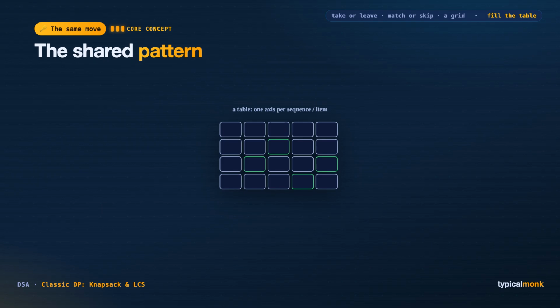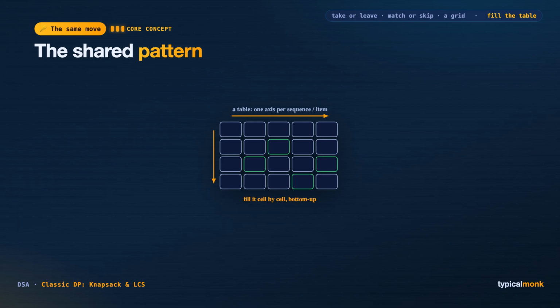For LCS, one axis is a position in the first sequence and the other a position in the second. Each cell holds the LCS length for those prefixes. In both cases, a cell of the table represents the answer to one specific subproblem, and the whole grid is the collection of all subproblems laid out neatly.